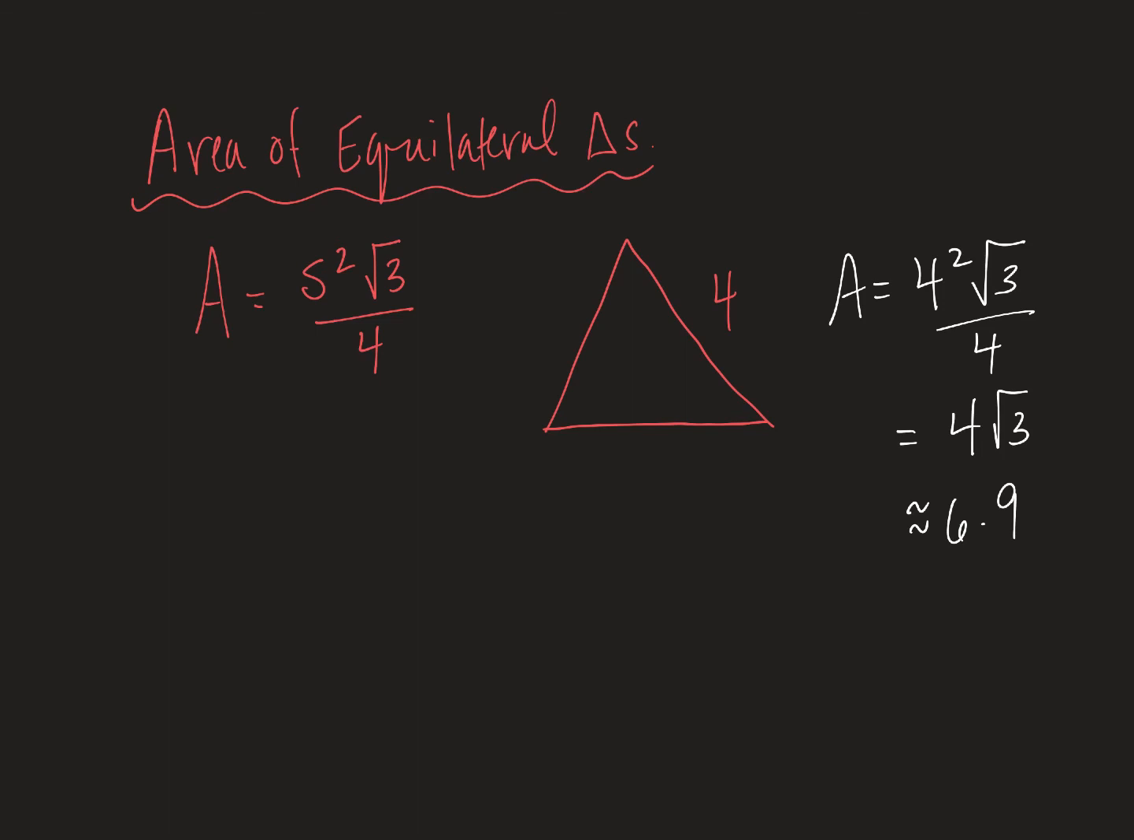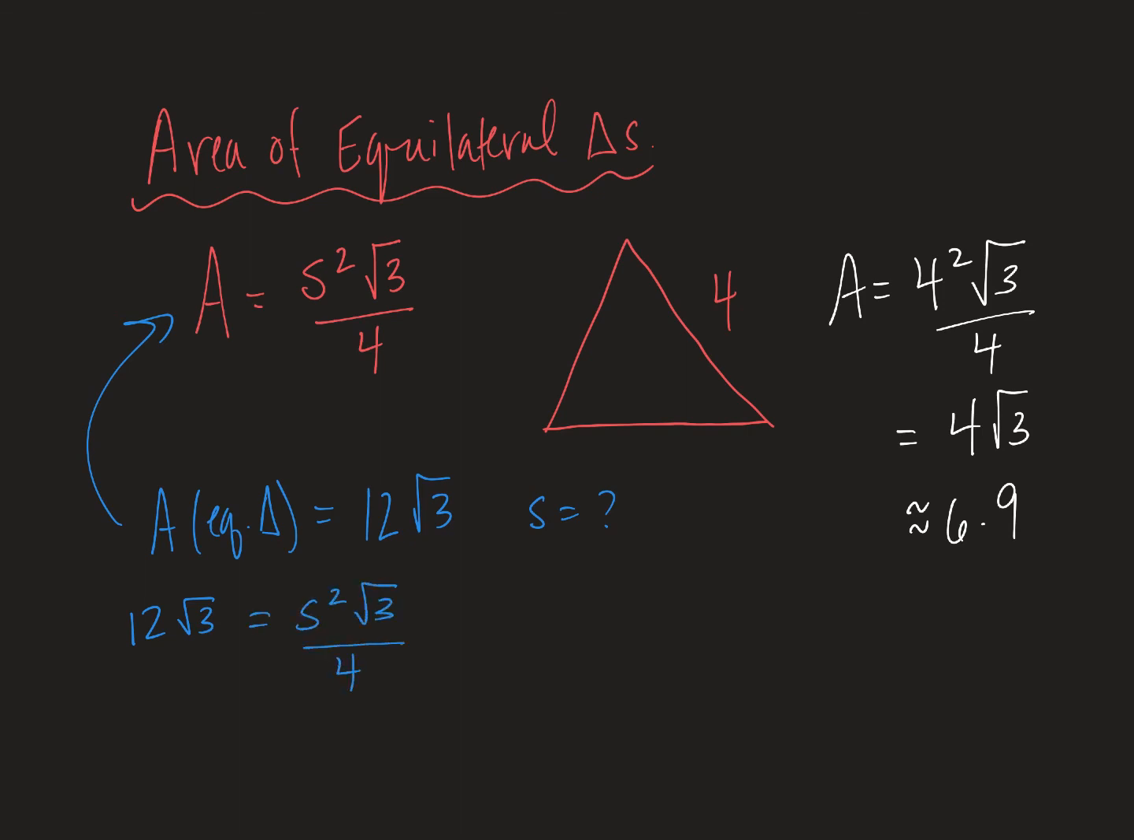Now sometimes they'll give you the area, and they'll ask you to solve for the missing side. So let's say our problem instead told us that the area of an equilateral triangle was equal to 12 radical 3, and we want to find the length of the side. So we could do this algebraically. All we've got to do is set it up using this formula, and we're going to plug in 12 radical 3 is equal to side squared radical 3 over 4. What's nice is they both have radical 3's in them, so I can cancel them out.